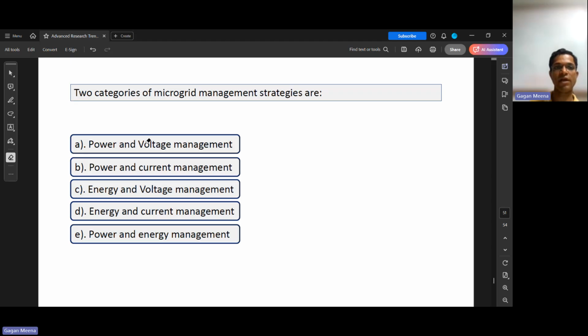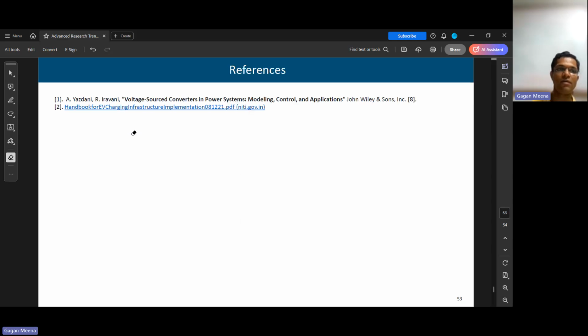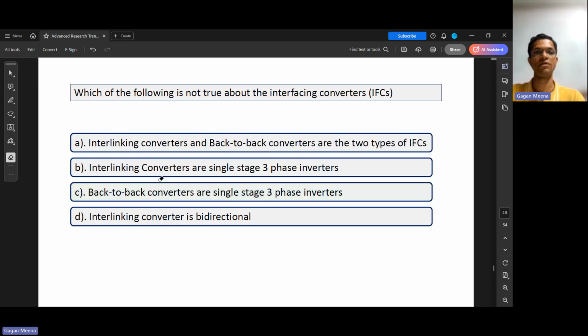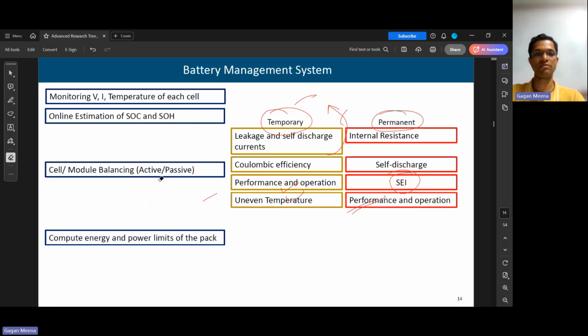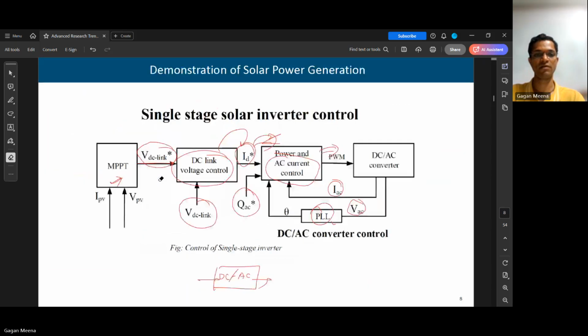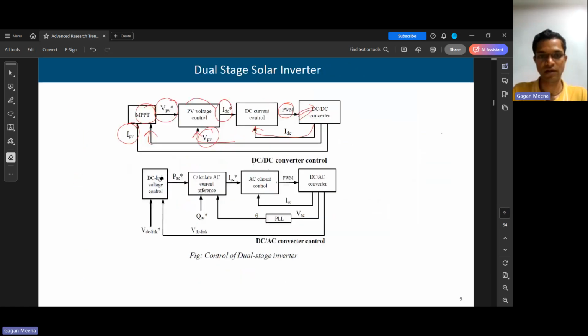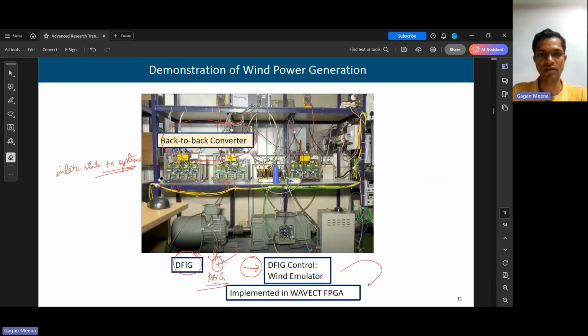The next question is: two categories of microgrid management strategies are power and voltage, power and current, energy and voltage, energy and current, or power and energy. So power and energy management. These are the references; we will go through it. This part I just touched upon, but I didn't tell you in detail.